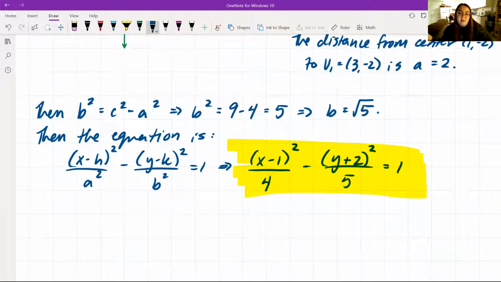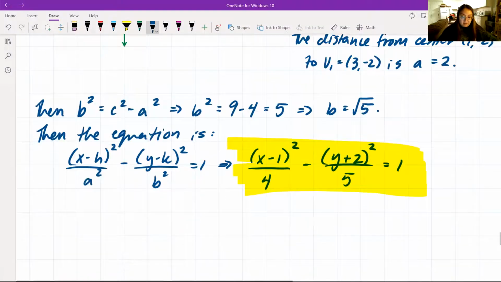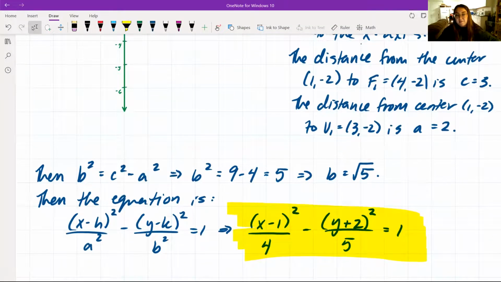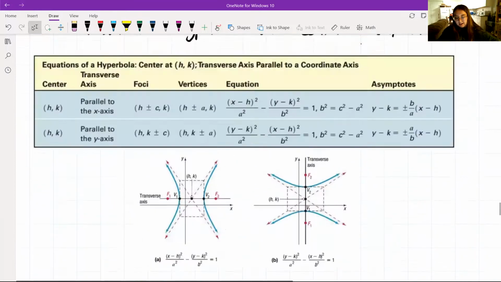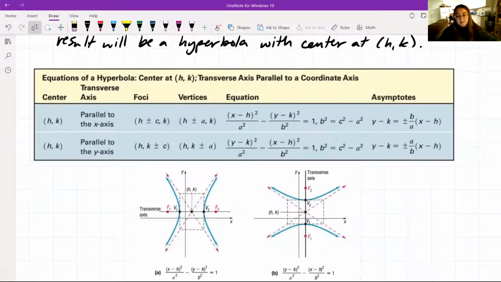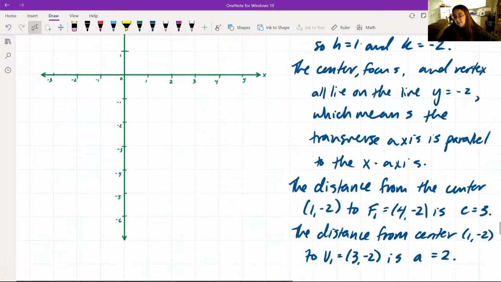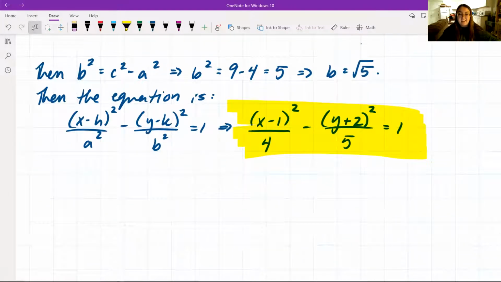But we also want to graph this equation. And so to graph the equation, we know we either have to find the asymptotes or we have to go ahead and find the points above and below the foci. Since our value of b is going to be the square root of 5 and our asymptotes uses the value of b, let's go ahead and find the points above and below the foci. That's going to be a bit easier for us than trying to find the equation of the asymptotes.